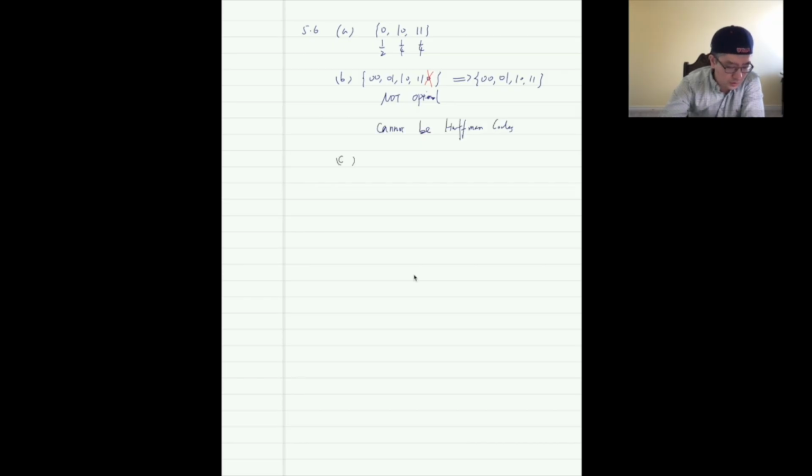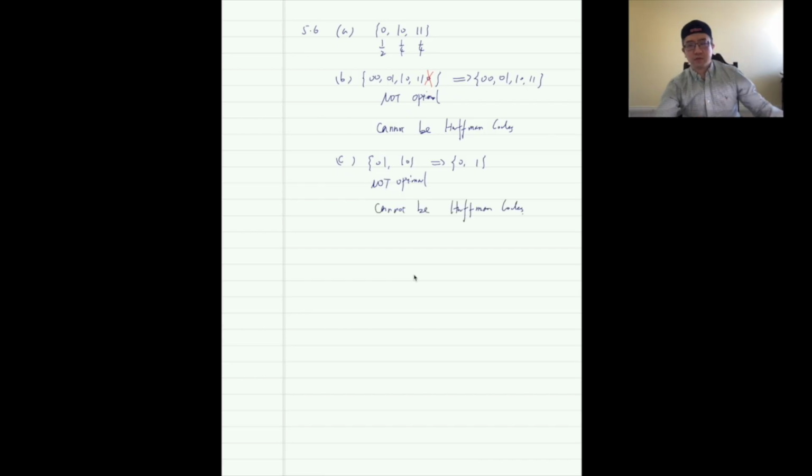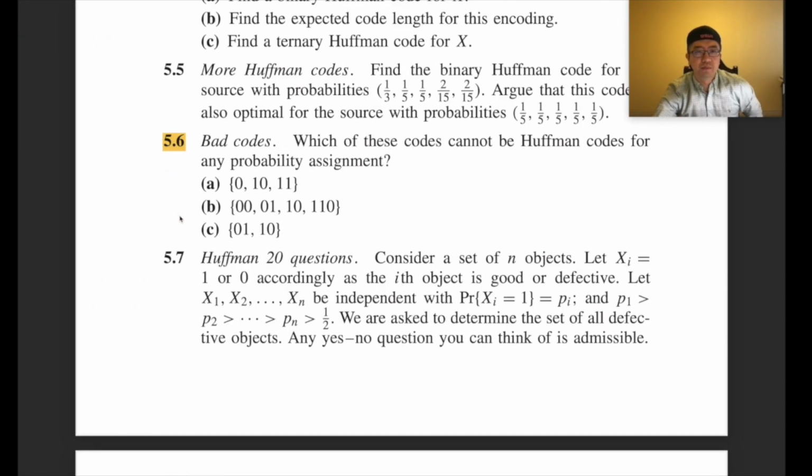For part C, it's very similar. We have 0, 1, 1, 0. So I have only two symbols here. For two symbols, clearly this is not optimal. We can make something like 0 and 1. That'll be enough, and we say 1 bit. Clearly this is not optimal, so it means that it cannot be a Huffman code.